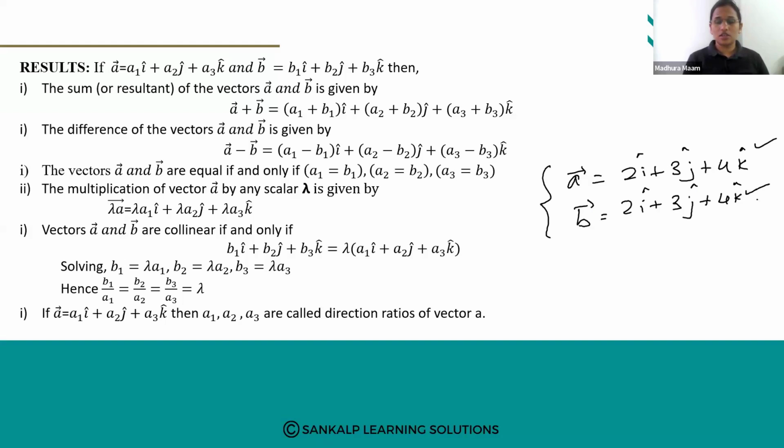So how can you say here that 2 is equal to 2, 3 is equal to 3, 4 is equal to 4? Then only these two vectors a and b are said to be equal. Okay, yes. Next, the multiplication of a vector a by any scalar lambda is given by.